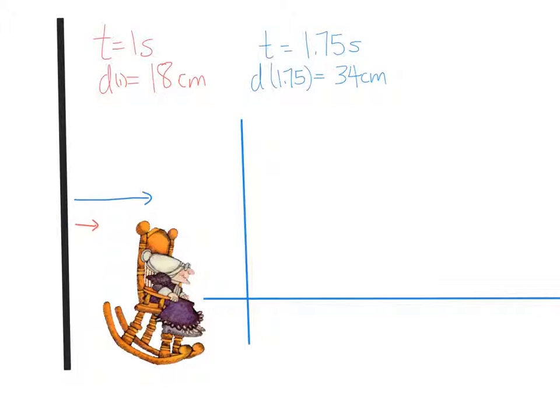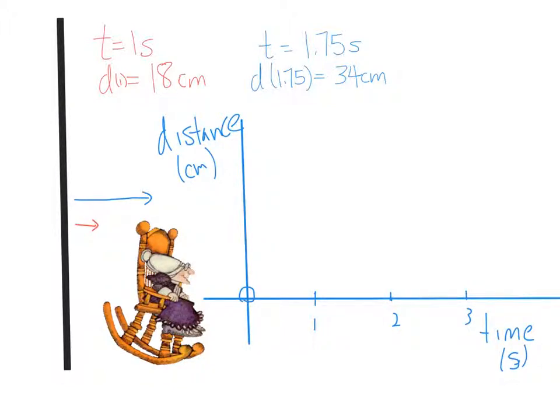So to start a sketch of my graph, I'm going to put time on the x-axis and distance on the y-axis. And distance is in centimeters, and time is in seconds. Looking at my time first, you can see I'm at 1 second and at 1.75 seconds. So maybe I'll start at 0, and maybe I'll go to 3. So here's 1, 2, 3, maybe.